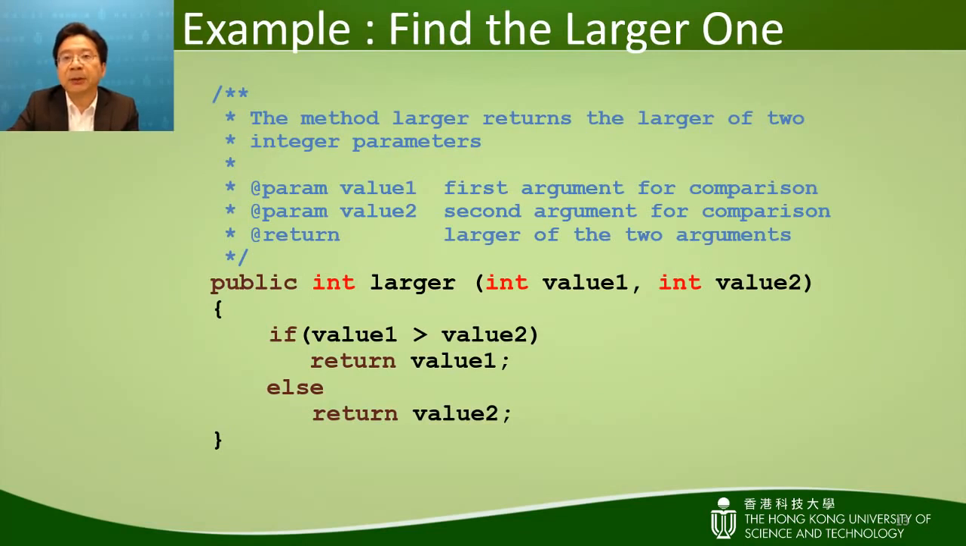This method, named larger, is supposed to find the larger of 2 integer numbers, which are provided to the method as parameters. The body of the larger method consists of just one single if-else statement. The Boolean expression checks if the first value is greater than the second value. If it is, that means value 1 is the larger of the 2, and the method simply returns value 1 as the result. Otherwise, value 2 is returned.